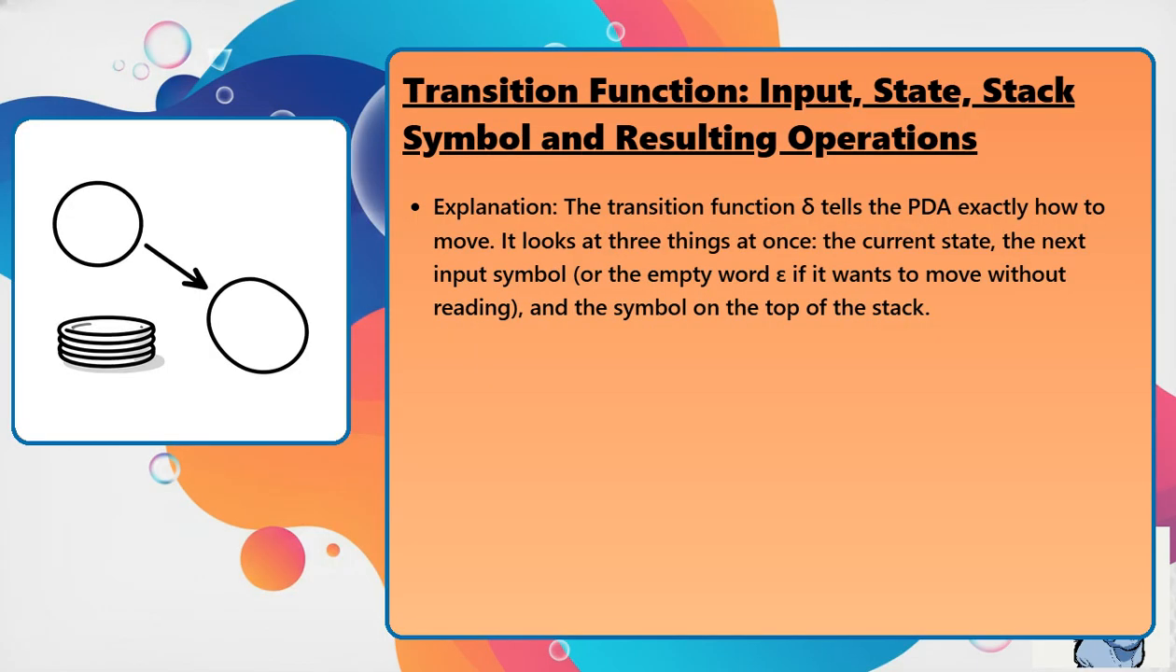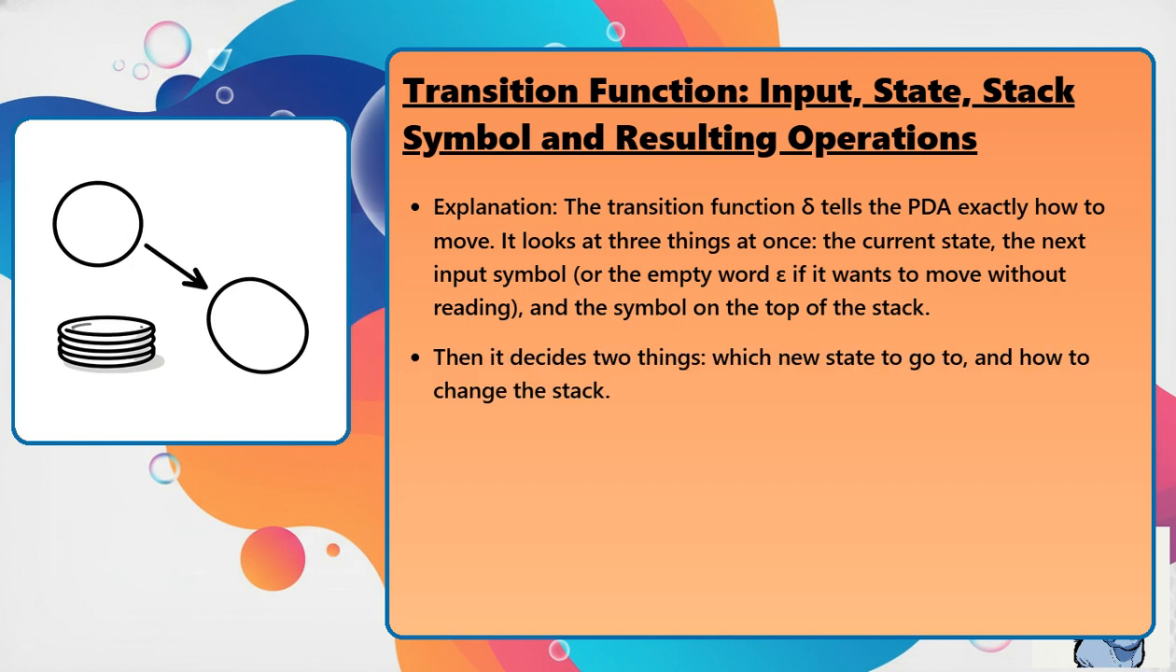Explanation: the transition function delta tells the PDA exactly how to move. It looks at three things at once: the current state, the next input symbol, or the empty word epsilon if it wants to move without reading, and the symbol on the top of the stack. Then it decides two things: which new state to go to and how to change the stack. Formally, delta: Q × (Σ ∪ {ε}) × Γ → power set of (Q × Γ*).